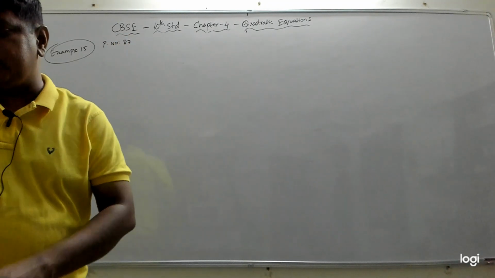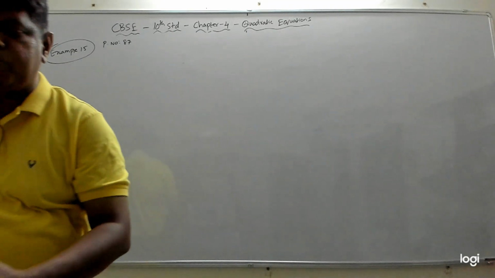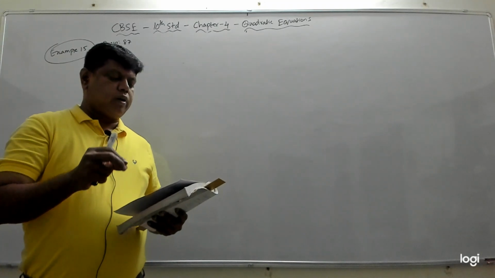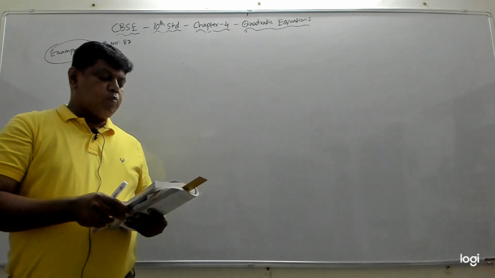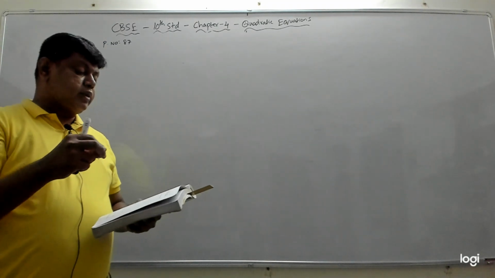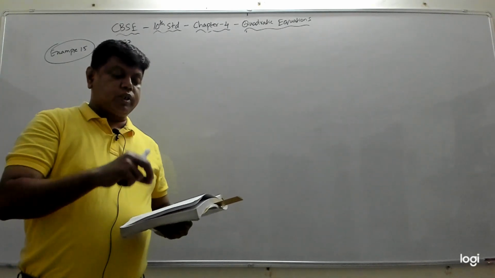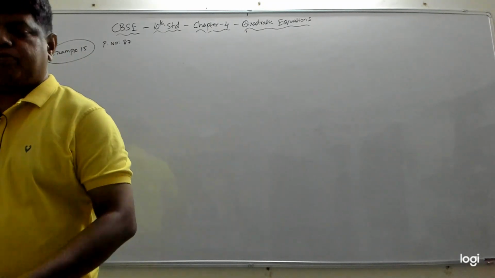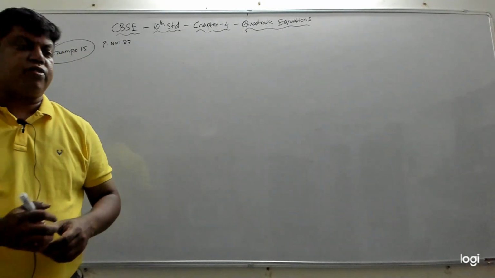So, the question is, a motor boat whose speed is 80 km per hour in still water takes 1 hour more to go 24 kilometers upstream than to return downstream to the same spot. Find the speed of the stream.